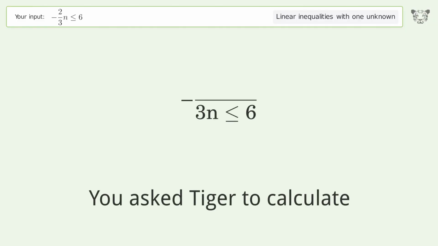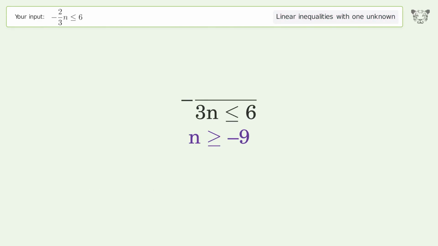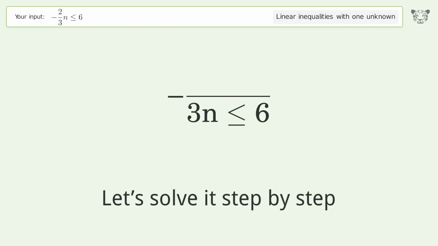You ask Tiger to calculate. This deals with linear inequalities with one unknown. The final result is n equal or greater than -9. Let's solve it step by step.